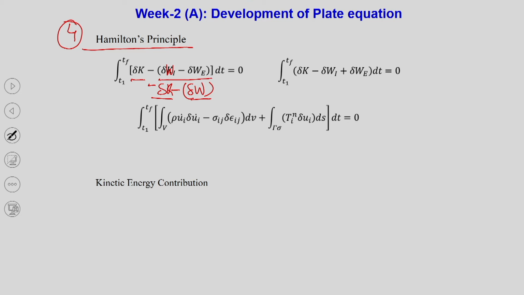So, if you substitute like this, δWi plus δWe, external work done minus internal work done, kinetic energy, dt tends to be 0. So, first variation in kinetic energy, first variation in internal work done, first variation in external work done. Explicitly or in index form, what is that kinetic energy? First variation, that is ρ ui dot δui dot. Internal work done, σij δεij. External work done, Ti δui over that surface, and dt equal to 0.